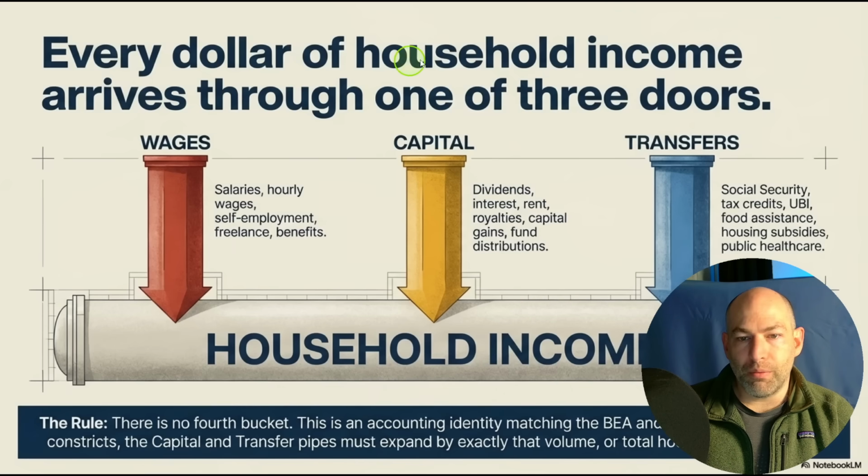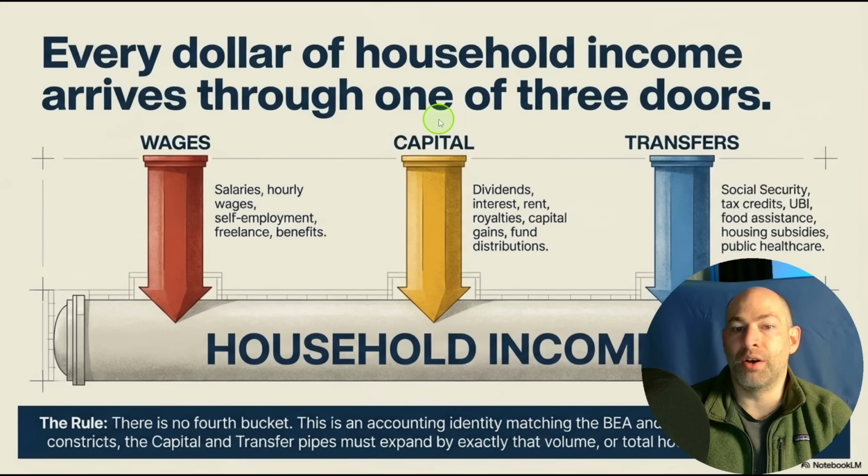Now, the source of household income: if household income is so important, we need to break down where it comes from. The three buckets are wages, capital, and transfers. That's it. Every dollar of household income and household spending comes from one of those three sources. Now, as we just established, today most of that comes from wages. So that's what you're paid hourly.